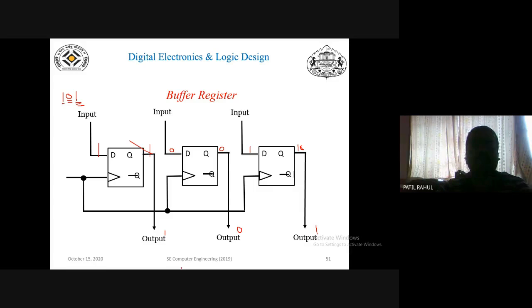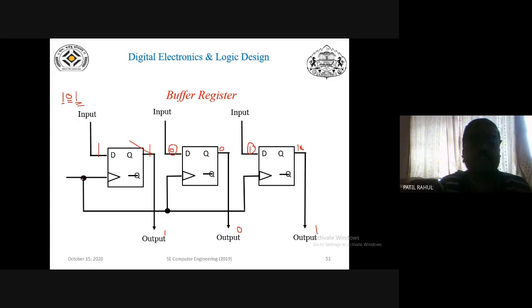Here we take the example of this buffer register. We want to transfer 3-bit information at a time. That's why we are using 3 D flip-flops. Your input data is 101. So this 1 is placed at the first D input. Second, 0 is placed at the second flip-flop, this is your second input, and this is your third. This 1 is placed at the input of the third flip-flop.